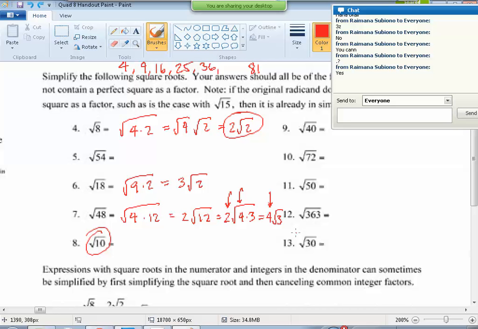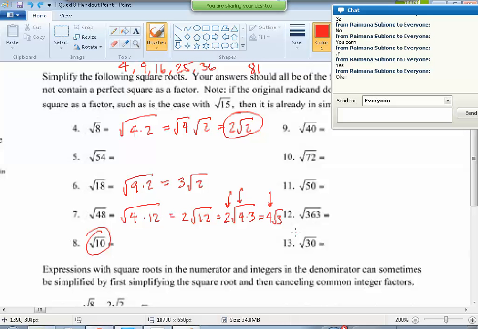Try divided by 64. That might be something. No good. Try divided by 81. I'm just trying stuff out. Well, I don't know if I want to try 12. Why don't you want to try 12? Well, I don't want to try 12 because 12 isn't a perfect square.